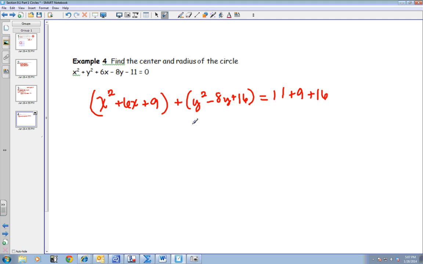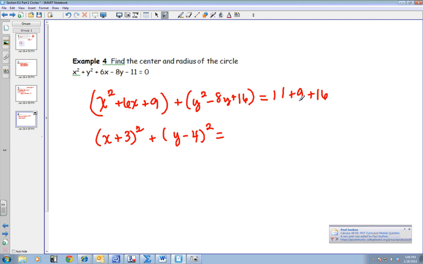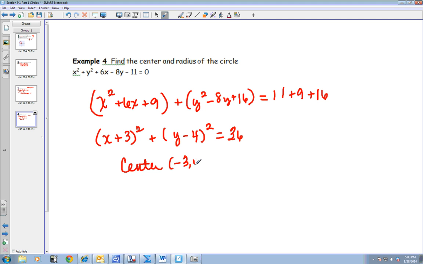So now I'm going to rewrite each one of these as a perfect square trinomial. This one would be x plus the number that we squared, which was 3, plus, this is going to be y minus the number that we squared, which was 4. And so when I add these together, 11 and 9 is 20, 20 plus 16 is 36. So now this is in standard form. My center is (−3, 4), and my radius is not 36, it's the square root of 36, which is 6.